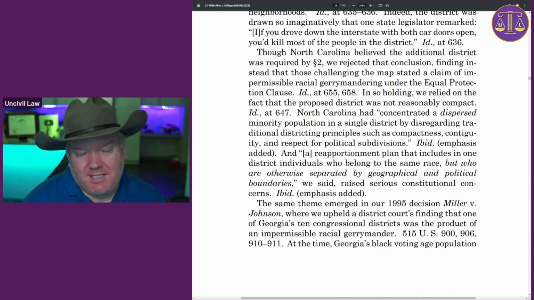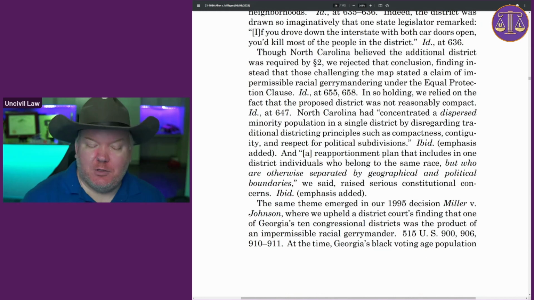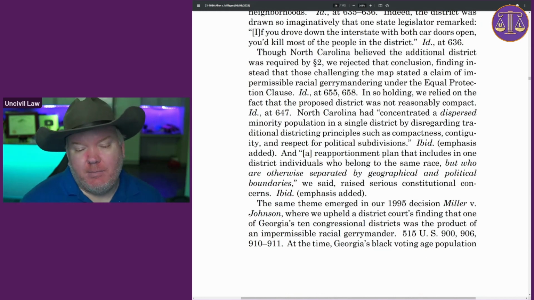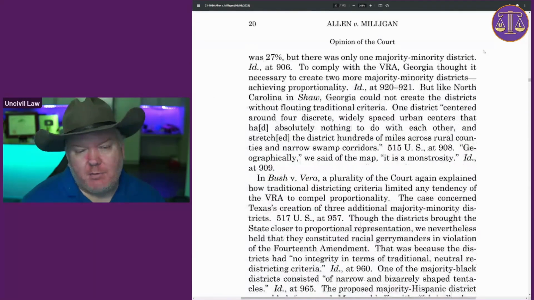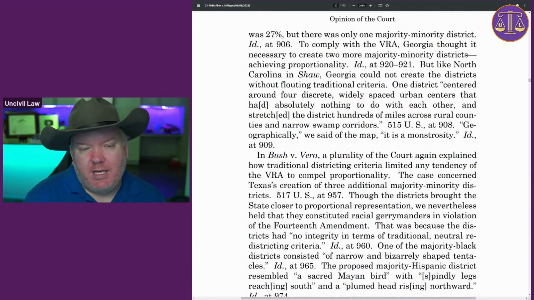The same theme emerged in our 1995 decision, Miller versus Johnson, where we upheld a district court's finding that one of Georgia's 10 districts was the product of an impermissible racial gerrymander. At the time, Georgia's black voting population was 27%, but there was only one majority-minority district. To comply with the Act, Georgia thought it necessary to create two more majority-minority districts, achieving proportionality. But like North Carolina, Georgia could not create the districts without flouting traditional criteria. One district centered around four discrete, widely spaced urban centers that had absolutely nothing to do with each other, and stretched the district hundreds of miles across rural counties and narrow swamp corridors. Geography, we said of the map, is a monstrosity.